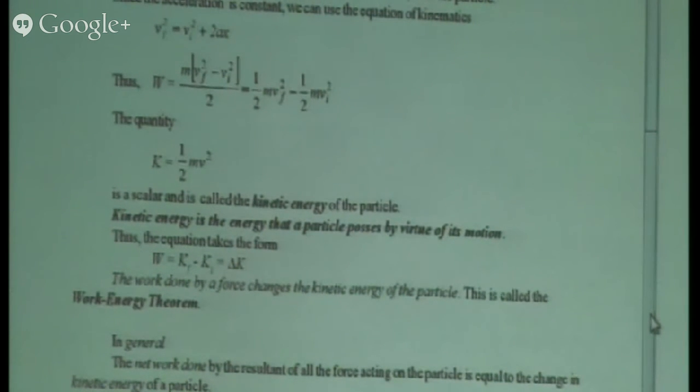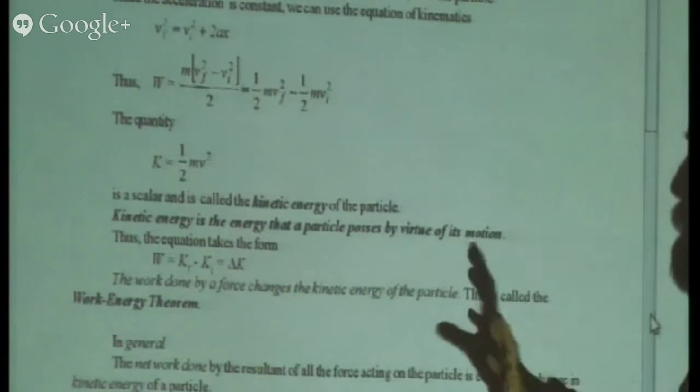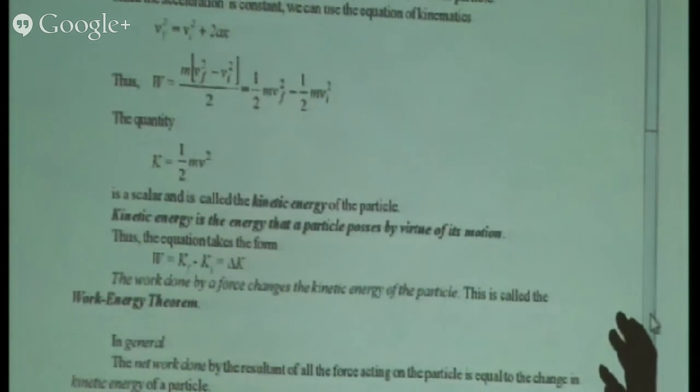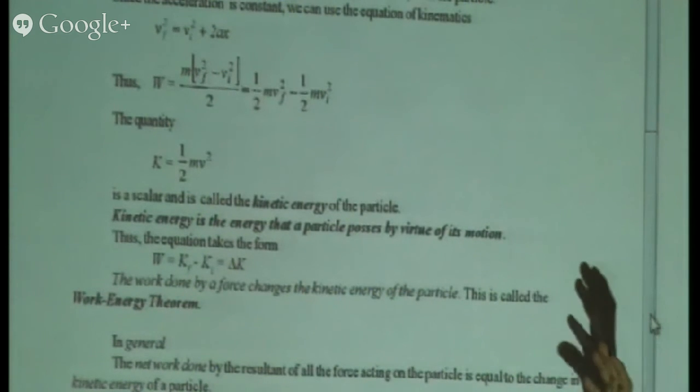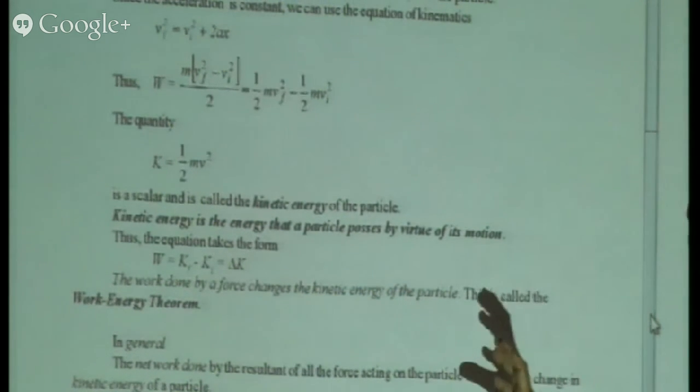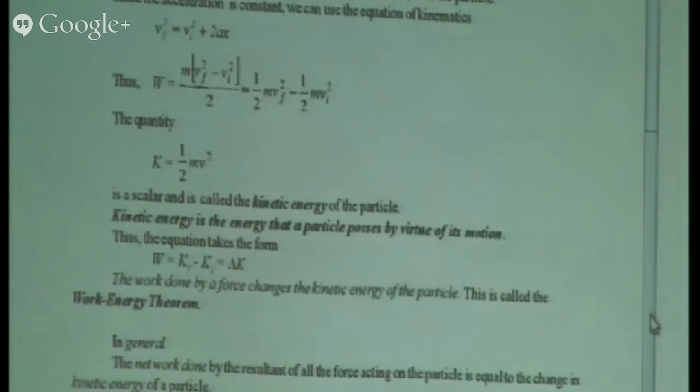This statement is quite important in the sense that it gives you so many things. It not only tells you where the work goes, that it is used to build up the kinetic energy of the body, but this simple mathematical relation also gives you the definition of kinetic energy and defines the work energy theorem. So many things from a simple statement.